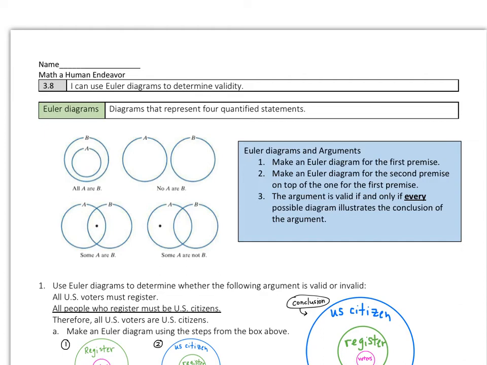Welcome to 3.8, Euler Diagrams and Arguments. This is our last video for Chapter 3. Almost done. So, Euler diagrams, we kind of touched base on this on Day 1 notes.